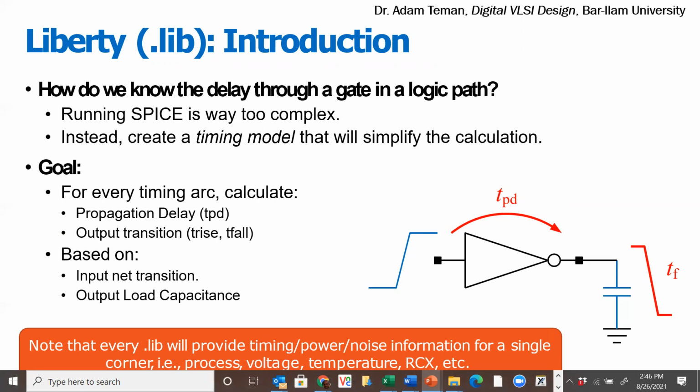How do we know the delay through a gate in a logic path? In principle, you could run a SPICE simulation for your whole circuit, but that would take too much time. It's way too complex. So we create these timing models that are Liberty files. In order to get the timing information that goes into the Liberty file, we determine the delays using SPICE. So every standard cell is simulated. There's a circuit simulator that simulates it for different conditions and determines the delays. And then these are put into the Liberty file, and there are actually tools that will do this and generate the Liberty file for a standard cell.